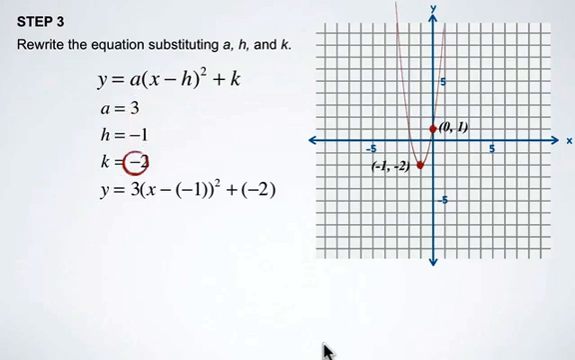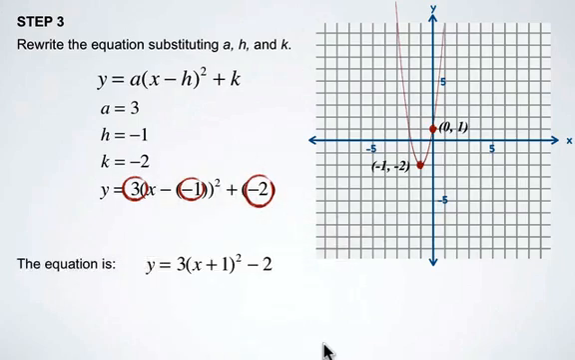Here's our a, our h, and our k. So we simplify it so that y is equal to 3 times x plus 1 squared minus 2.